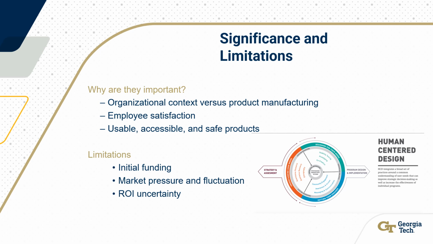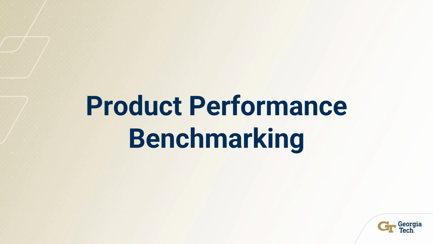So when it comes to limitations, however, initial funding is high because of specialized material requirements. Market pressures and fluctuations occur that change what is expected and how human factors can be implemented, as well as general measurements of return on investment. They're difficult to gauge. Let's go over our next topic, product performance benchmarking.